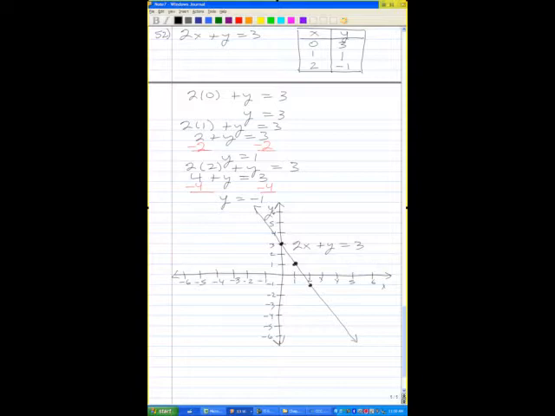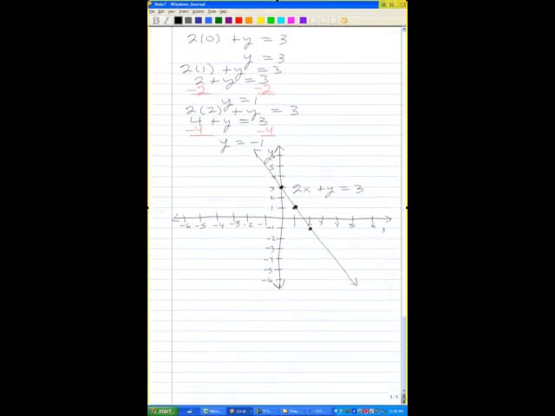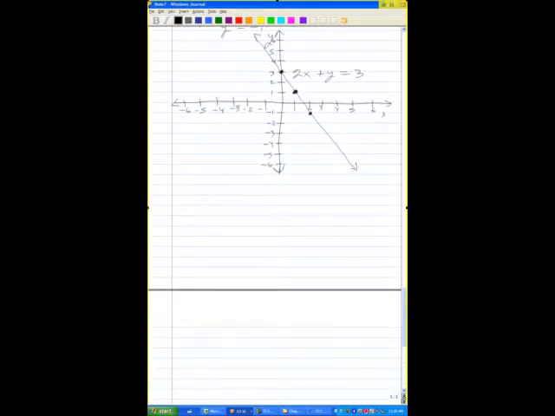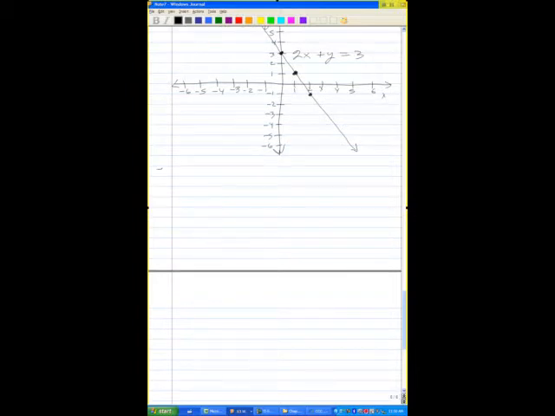Let's see. Maybe let's do problem number 60. No, how about 57? How about 57? 4x plus 3y equals 12. Okay, so let's do that.